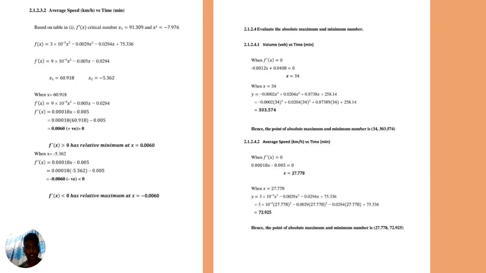Next, the same goes for average speed versus time, using the same method as volume versus time. Find the relative maximum and minimum using f prime x. We substitute the value and see if it's negative or positive. If it is negative, it is a relative maximum, and if positive, a relative minimum. Then we find the points of the maximum and minimum numbers.